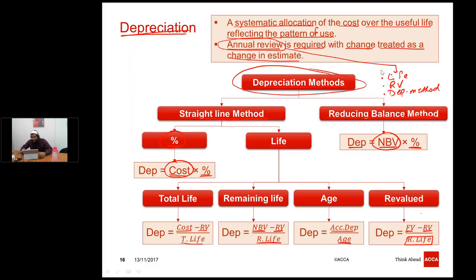Revaluation point is that if an asset has been revalued, we are going to use the fair value, not the future value, fair value of the asset minus the residual value, and then divide by the remaining life. We cannot use the total life or the age for a revalued asset. For a revalued asset, we have to use the remaining life only. Kohli, the change in accounting estimate is treated prospectively.